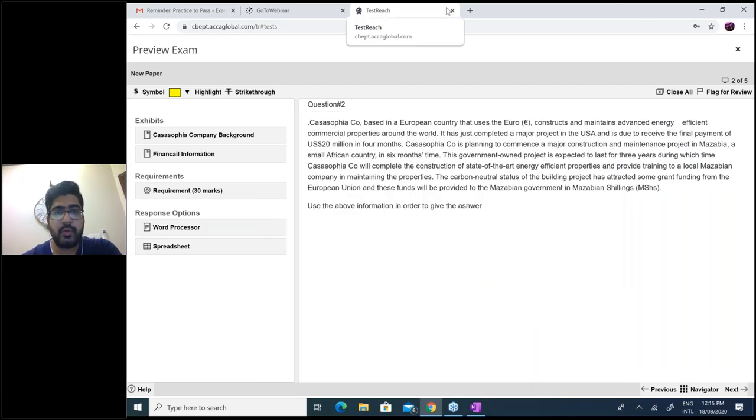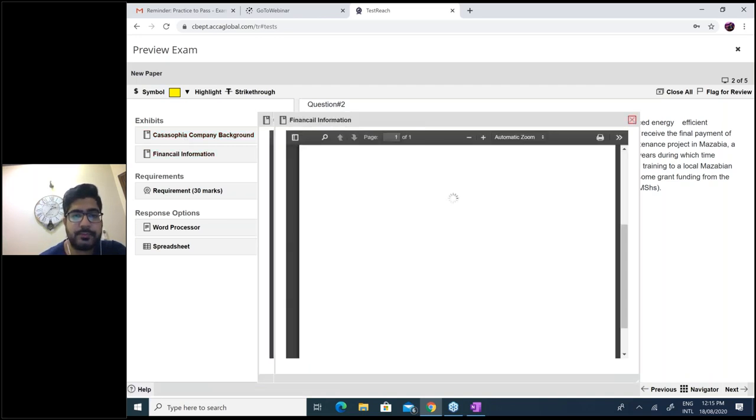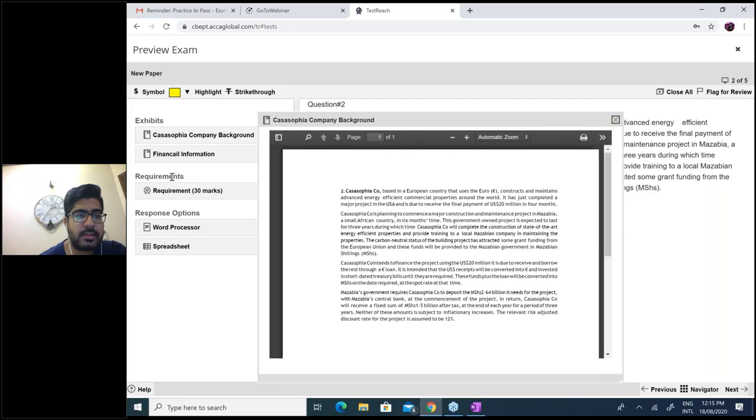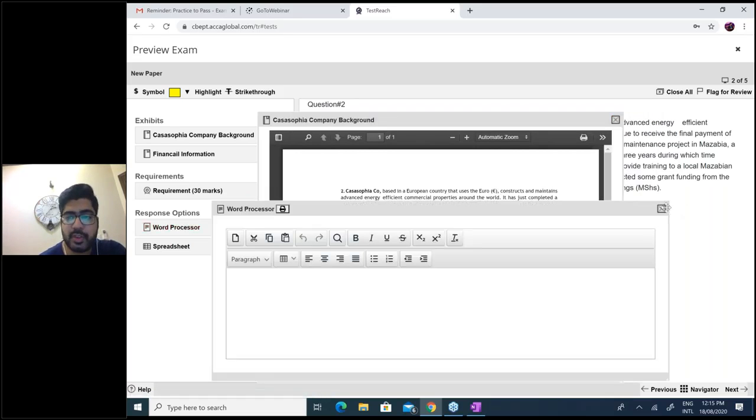I told you in the last class that the question paper has some exhibits. So you need to click on exhibits to get the things right. Then it has requirements, and then you need to give your response either on the word processor or on the spreadsheet.